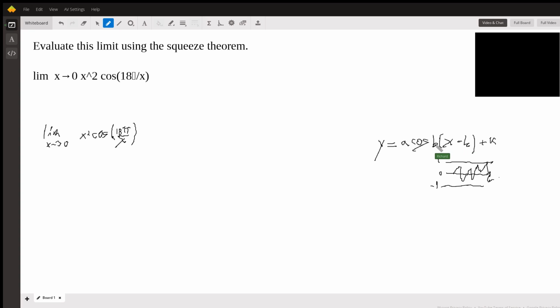The period is 2 pi over b, but I don't really care about that. And then the amplitude itself is just 1. So this curve, whatever it looks like, it has to have these boundaries. And so we can start this by writing that the cosine of 18 pi over x, that monster, has to be between 1 and -1.